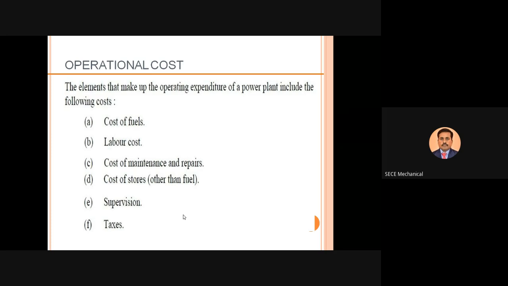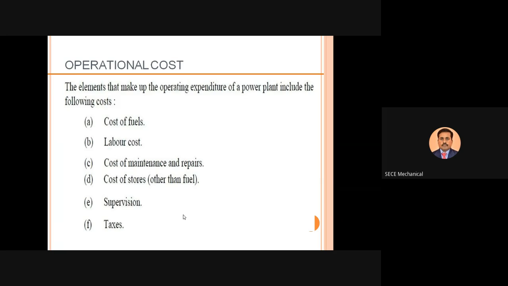That should normally be stored in the stores. So that is also a cost. Purchase of small things comes under store cost. So that is another operation cost.